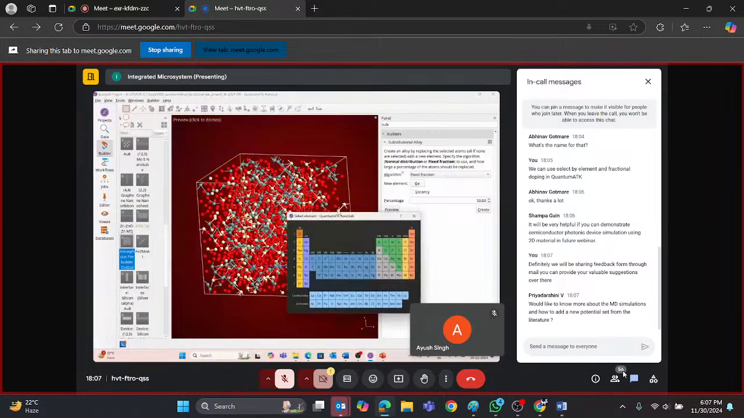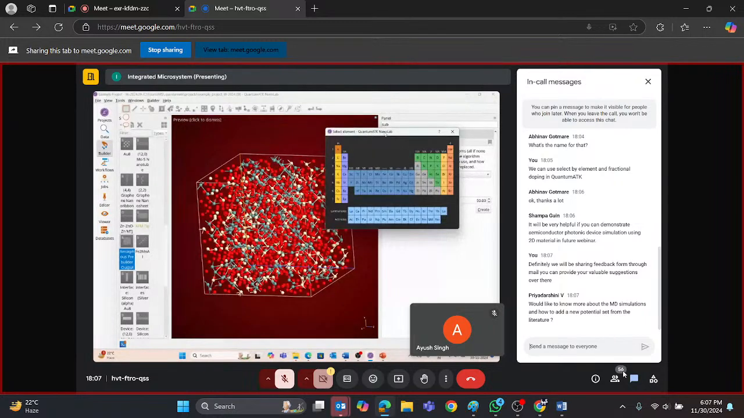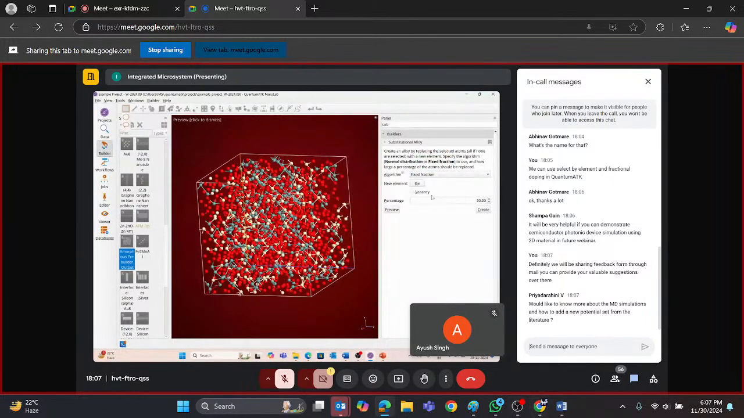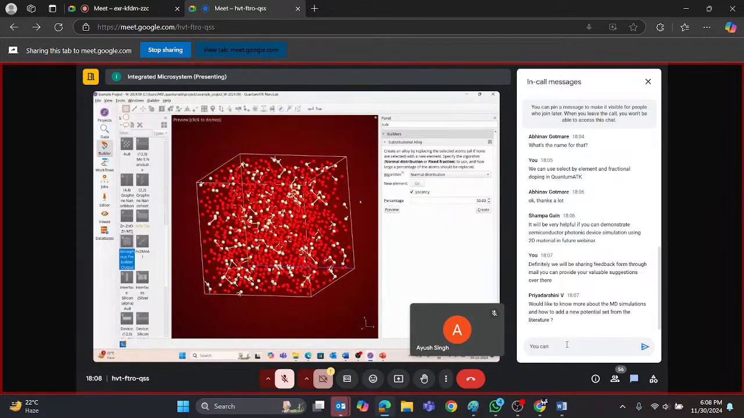You can also select any of the elements from this periodic table. And here you can see we have the algorithms like fixed, fractional, and also the normal distribution. If you want to include the vacancy, you need to enable it, and then you can choose the element, and here you can define the percentage. So this way we can create the elemental doping in any of these structures.